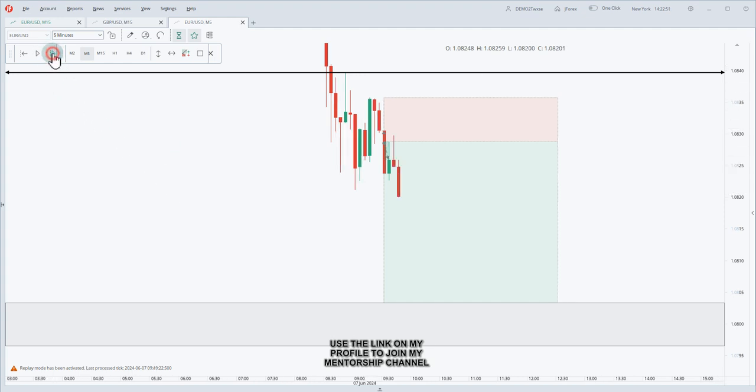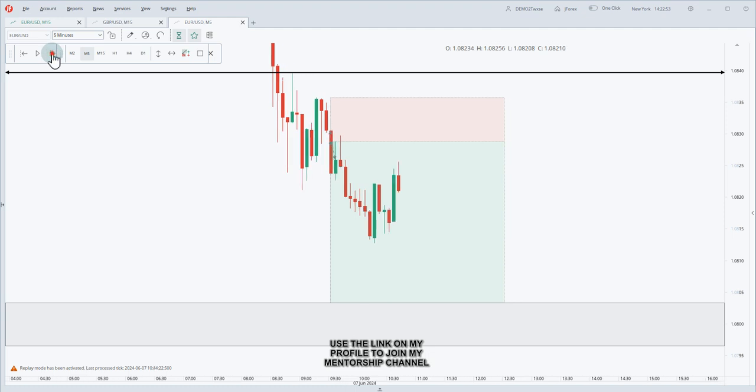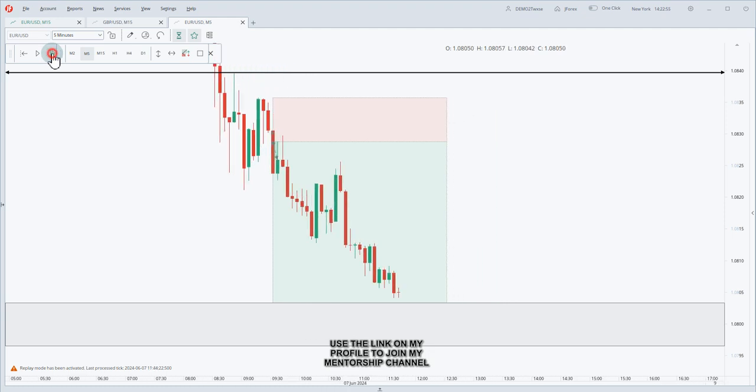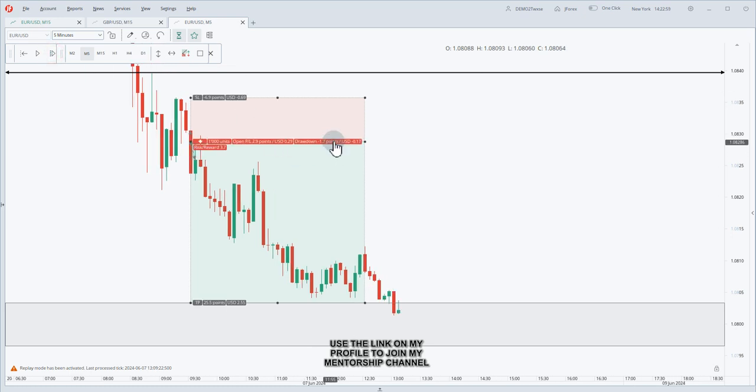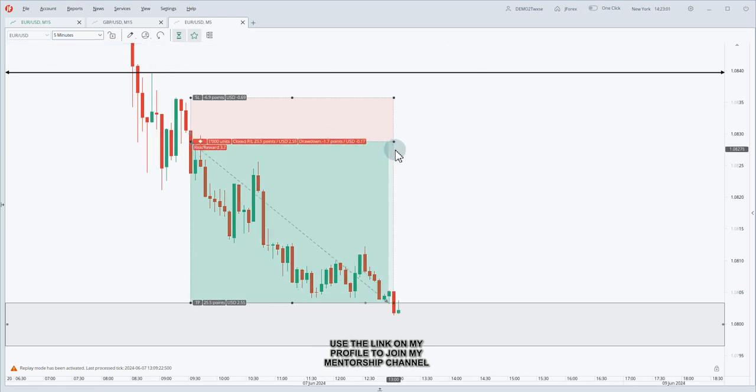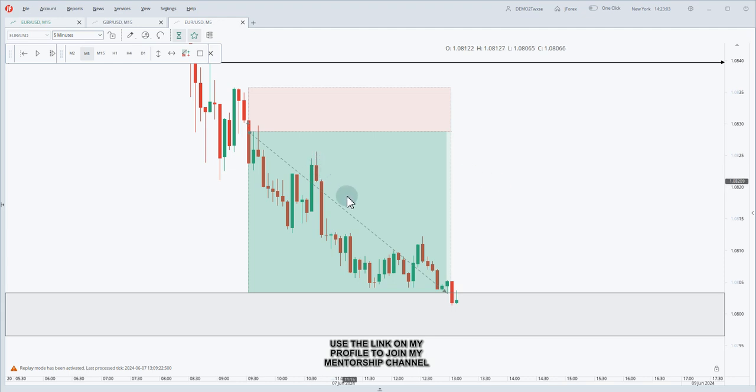Price went straight into our entry, and then it drops, went back up higher again, and then straight to our target. As you can see, very simple trade.